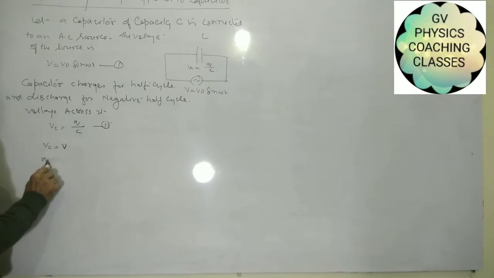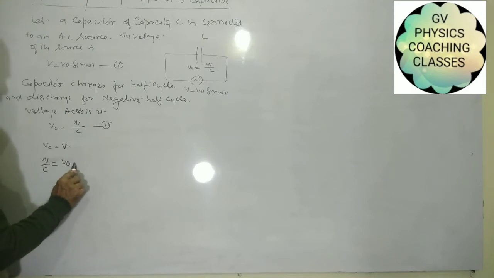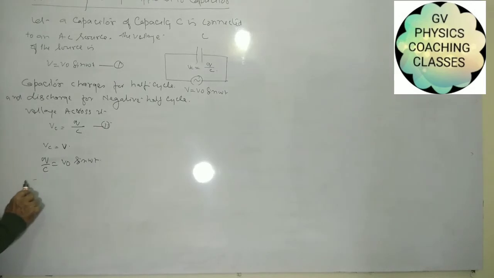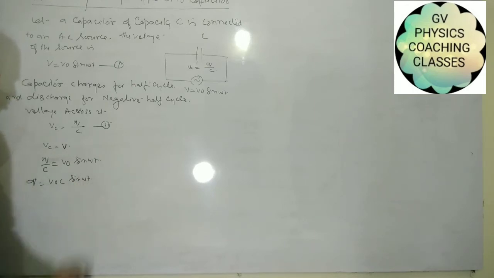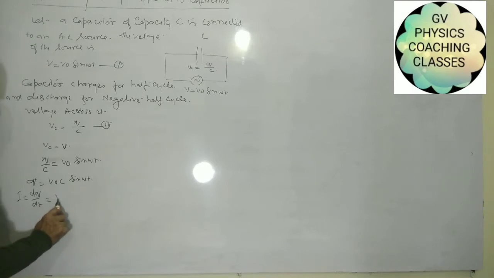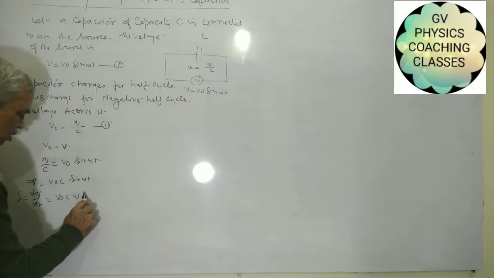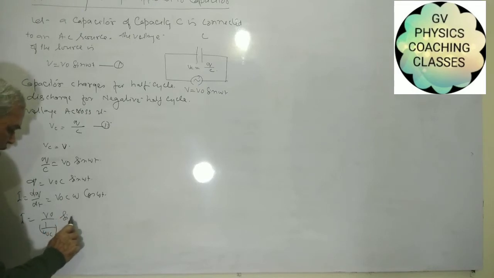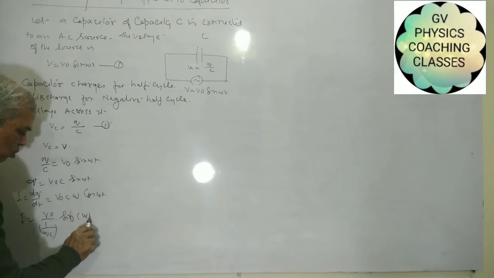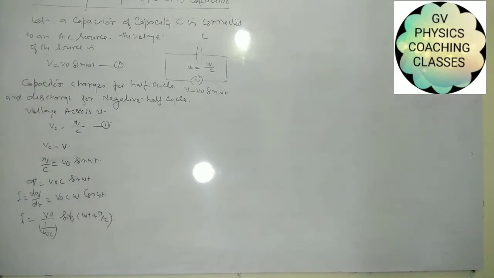So Q upon C is equal to V naught sine omega t, or Q is equal to V naught C sine omega t. You will differentiate it. I equal to dq upon dt, so V naught C omega cos omega t. Or we can write it I equal to V naught, 1 upon omega C, sine omega t plus pi by 2.